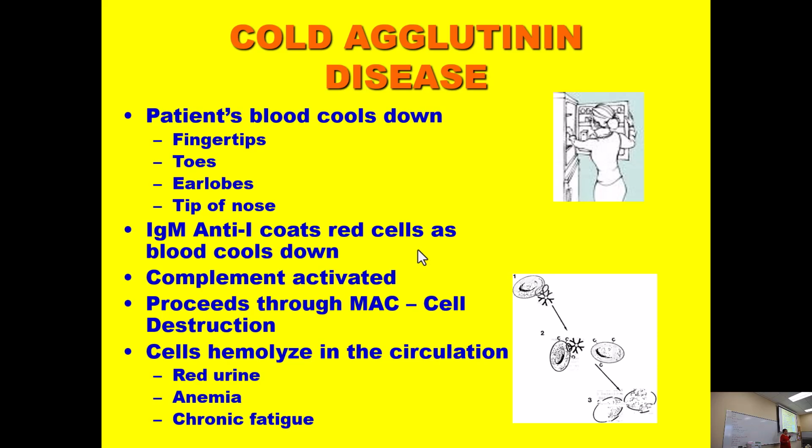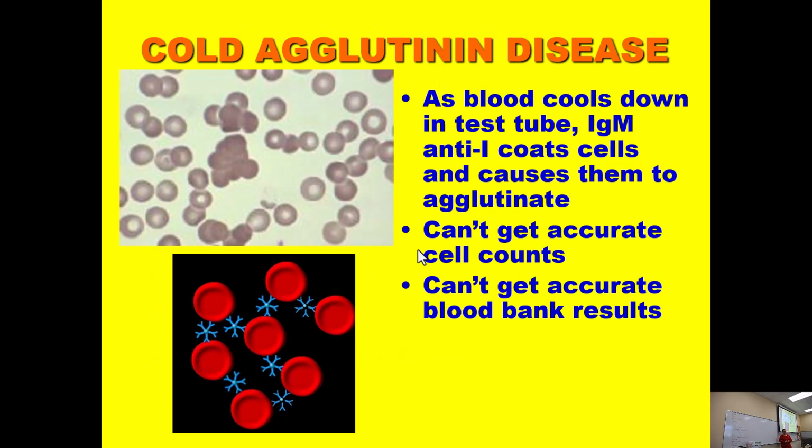What happens in these situations is the IgM is going to coat the red cells. As the red cells cool down, IgM, complement likes it, right? It's going to activate the complement. The complement then is going to proceed through MAC, and it's going to cause cell destruction. The cells are going to hemolyze in the circulation. You're going to end up with red urine. You're going to have anemia and chronic fatigue. Thankfully, mine's not that bad. I don't have any of those. I just get the blue nose and fingers, but nose mostly.